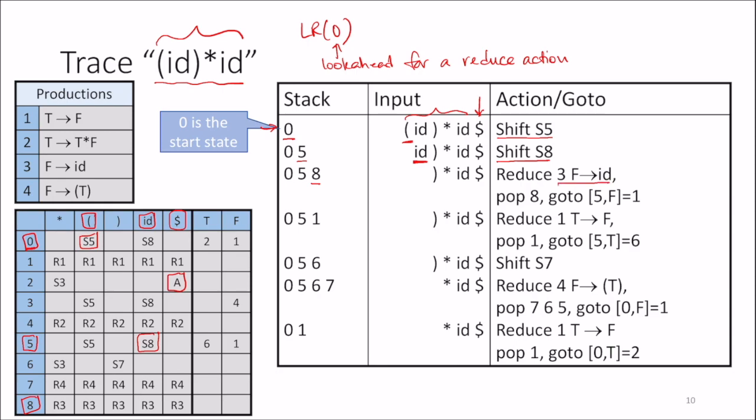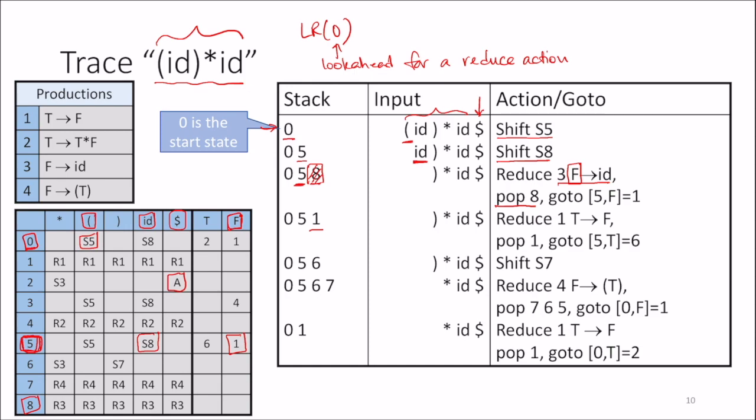Rule number 3 is F goes to ID. There's exactly one symbol on the right hand side of that rule, so we pop one symbol, which is 8. So 8 gets popped out. What's left on top of the stack is a 5, so we go to state 5. We ask, what is the left hand side of this rule? It's an F. So I look up the Goto table. Remember, the Goto table exists to tell me which state I should go to based on the left hand side of the rule. The left hand side of the rule can be either a T or an F, in this case an F, so I look up 5 and F and the answer is 1. I push 1 onto the stack.